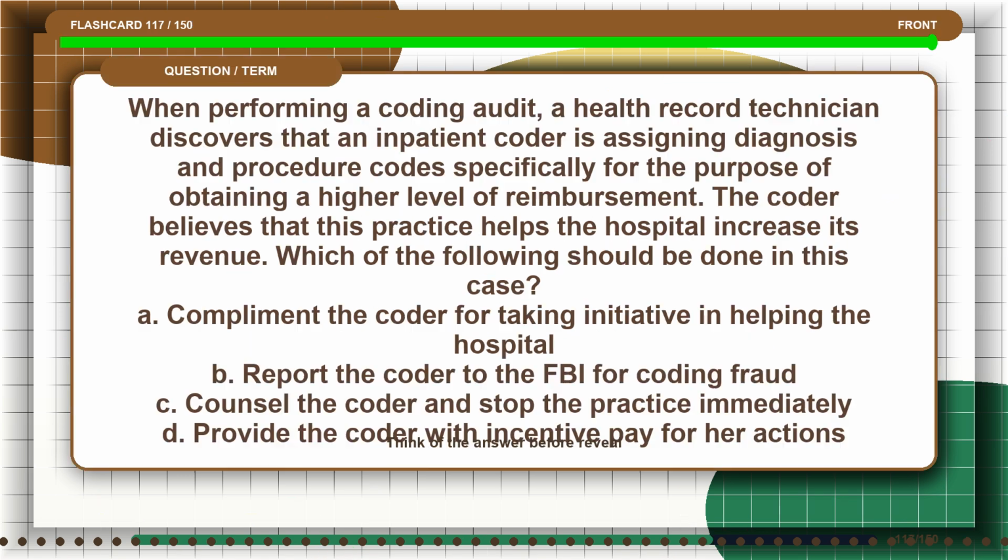Flashcard 117. When performing a coding audit, a health record technician discovers that an inpatient coder is assigning diagnosis and procedure codes specifically for the purpose of obtaining a higher level of reimbursement. The coder believes that this practice helps the hospital increase its revenue. Which of the following should be done in this case?